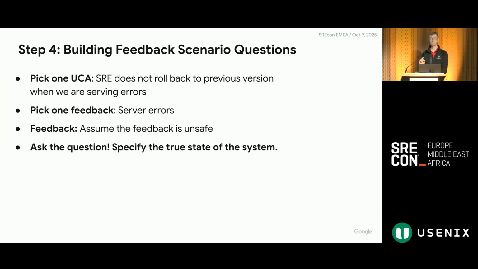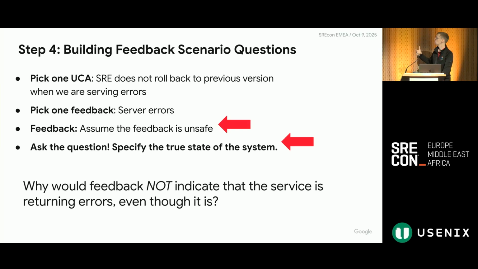So building our question for SMEs is going to be similar to what we did before, only we're going to assume that the feedback is unsafe. And also when we generate the questions to ask our system experts, we're going to specify the true state of the system in question. So this is something that's a little bit different here. We assume the feedback is unsafe, but we give the true state of the actual system, the control process. So for instance, why would feedback not indicate that the service is returning errors, even though it is? Notice that this question is phrased so that the feedback being totally missing is a possible answer.